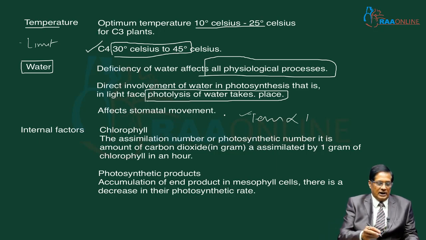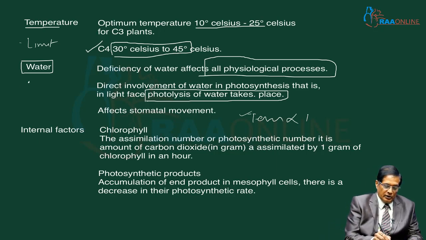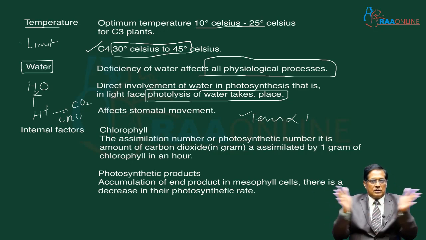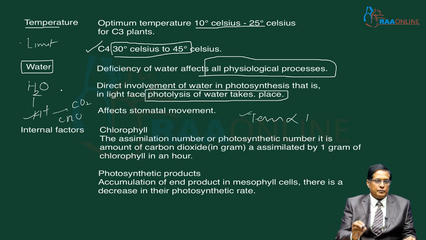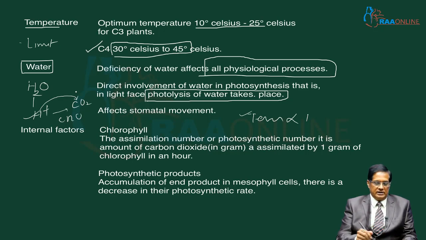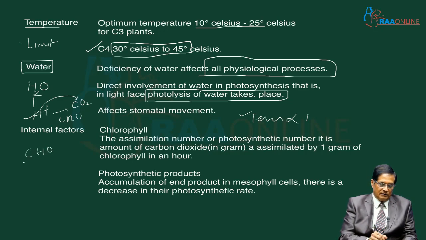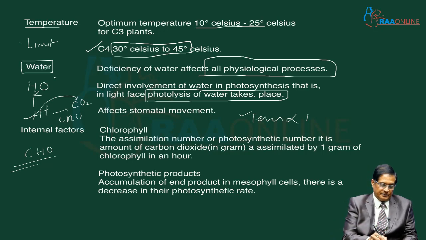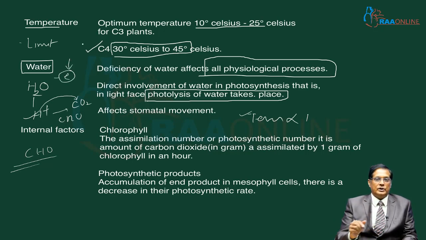It is involved in the photolysis of water in two ways. Due to photolysis of water, first of all, protons are released. When water undergoes lysis, it is a source of protons or hydrogen, and these hydrogens are gained by carbon dioxide, then only any CHO compound can be formed. So first of all, it is a source of protons, and also a source of electrons. Water acts as an electron donor in photosynthesis.